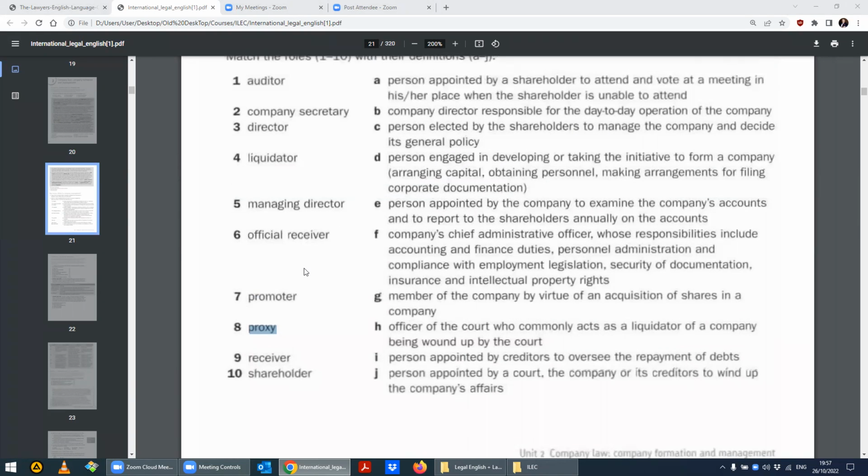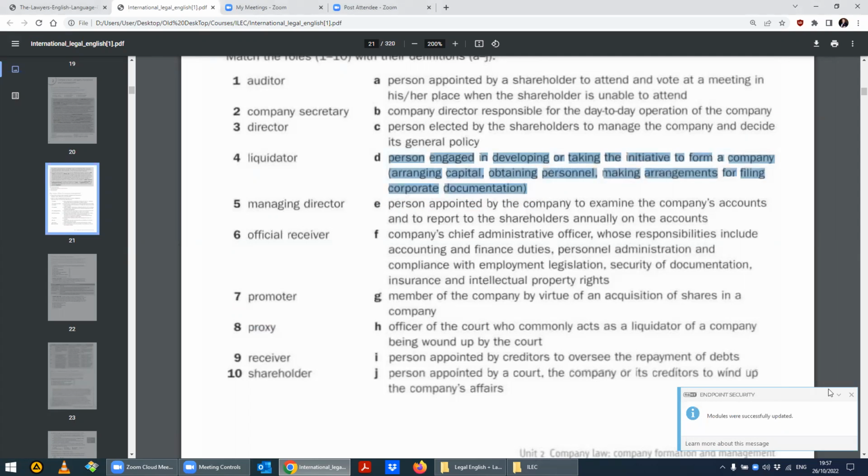Who or what is this? D, the person engaged in developing or taking the initiative to form a company, arranging the capital, in other words, raising the money, obtaining the personnel, etc., making arrangements for filing the documentation. Who or what would that be? Again, it's not a word we saw in the text. Who would that be? You have the same sort of person in Ukraine. What do we call them?